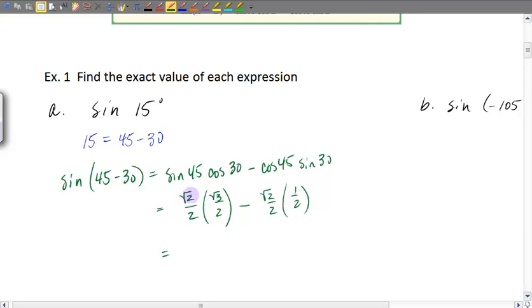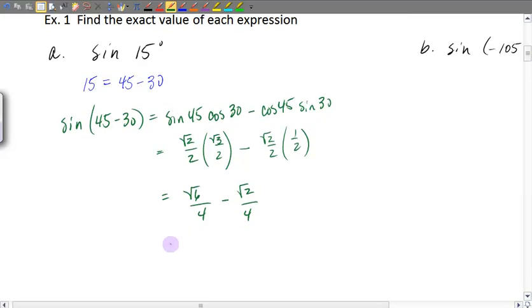I know that square root terms are like terms, so I'm going to multiply them. They're similar, so I can actually multiply them together. So I end up with the square root of 6 over 4 minus the square root of 2 over 4, which I'm going to rewrite as a single fraction. So it's the square root of 6 minus the square root of 2 over 4.